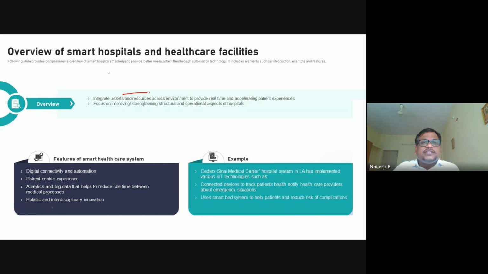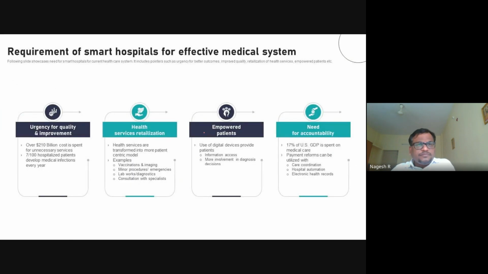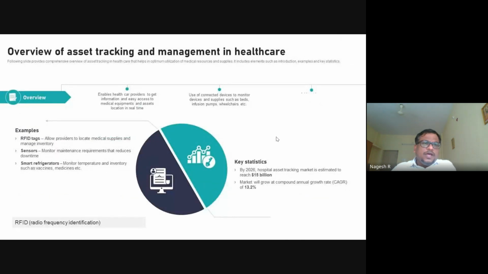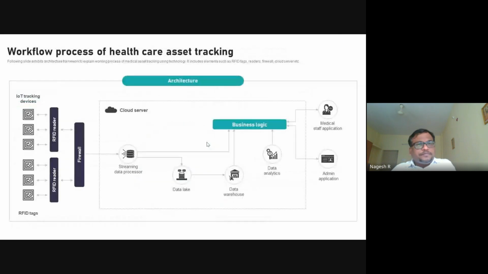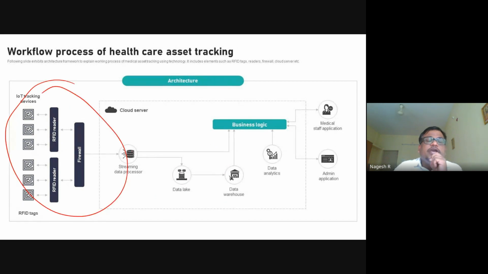Smart hospitals, as I mentioned, where the assets and resources across the hospital can be monitored properly so that real-time and accelerated patient experience can be given. The requirements of smart hospitals are urgency, quality improvement, health service realization, empowering patients, and need for accountability. Asset tracking I spoke about. This is the architecture of asset tracking, where the various assets of the hospital are tracked using RFID, as I mentioned earlier, and this can be given to medical staff for administering properly.